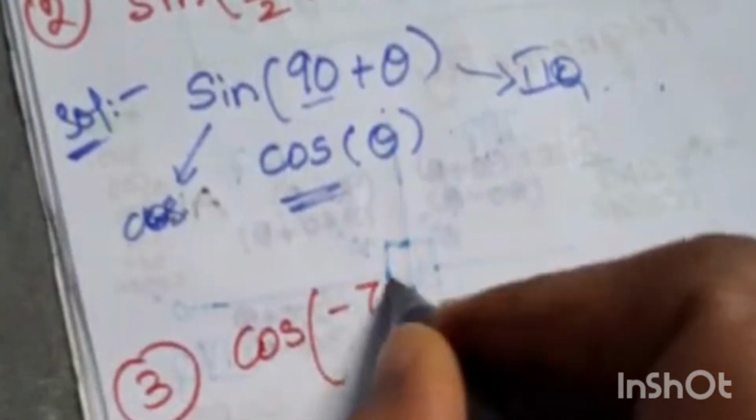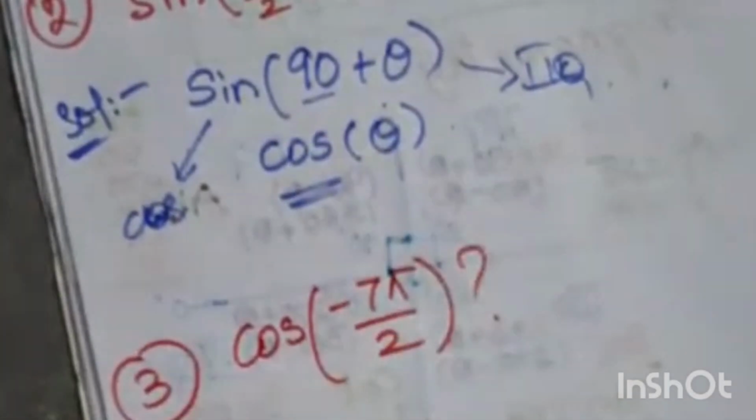Now another problem I will do here: cos 7 pi by 2. Yesterday I have done this problem. If you have not understood anything, please watch again. Cos, minus, I am writing outside, 7 pi by 2. 7 pi means 7 into pi, that is 180, by 2.